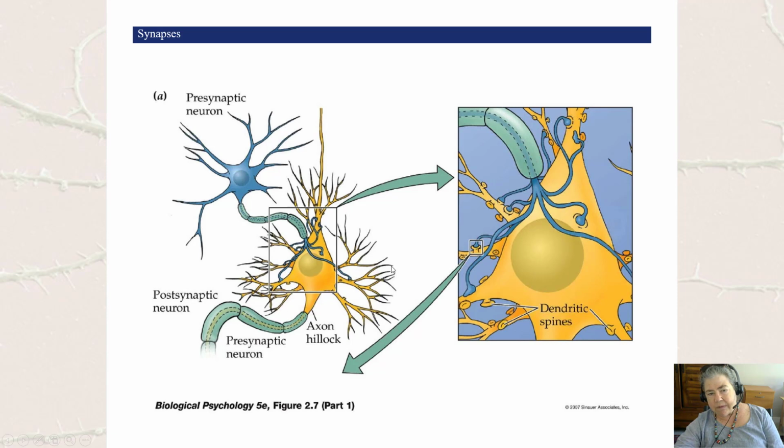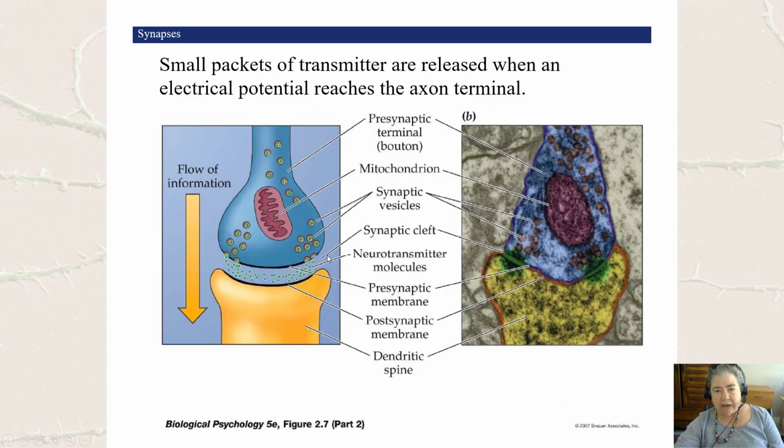So dendrites have little bumps on them called dendritic spines, which is where the axon terminals join and create a synapse. And a synapse is a space. So they don't touch each other. There's always a space, and that space is filled with extracellular fluid.